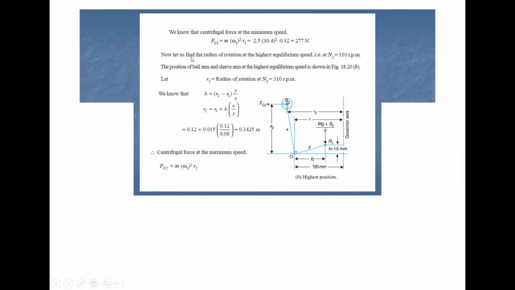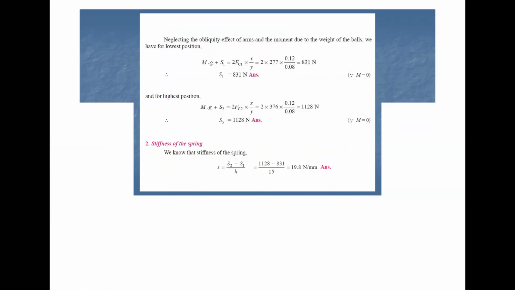And now again we'll calculate the highest equilibrium speed. Let us find the radius of rotation at the highest equilibrium speed. So N2 is 310 RPM. Now the position of ball arm and sleeve arms at the highest equilibrium speed, just observe the highest position. How did we calculate the r2 value? Just observe that.